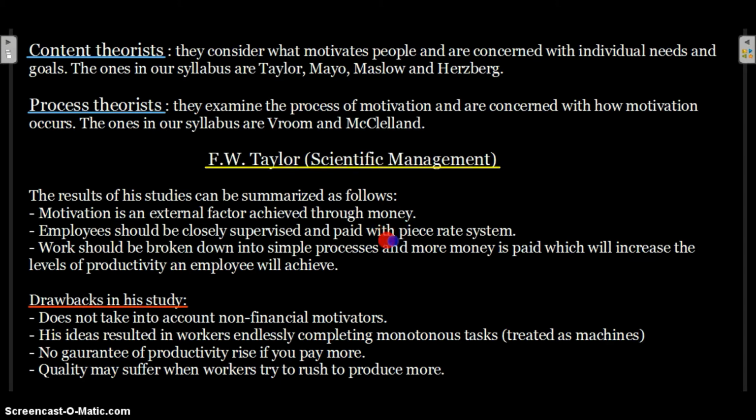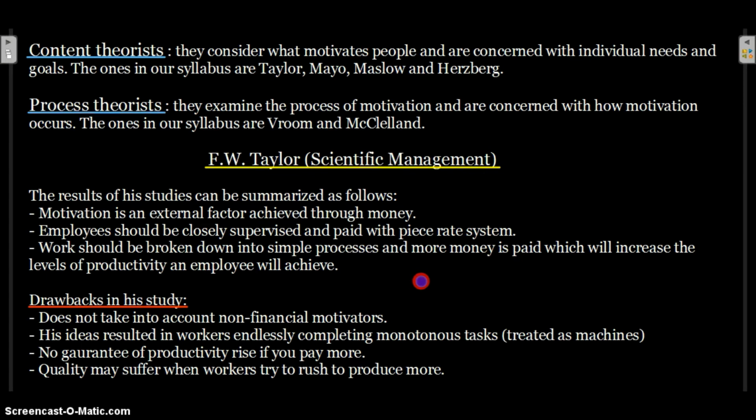So employees should be closely supervised and paid with the piece rate system. They should not only be paid money, but also be closely supervised so that the quality is also in check. But that is not really possible. You can't have so much quality checking, otherwise it will be costly to the business. And work should be broken down into simple processes, and more money is paid, which will increase the levels of productivity an employee will achieve.